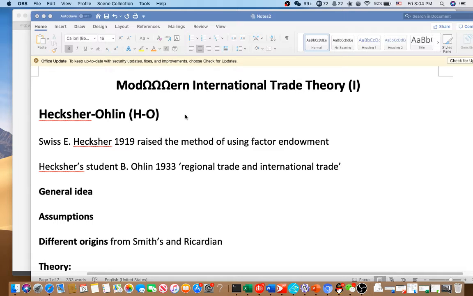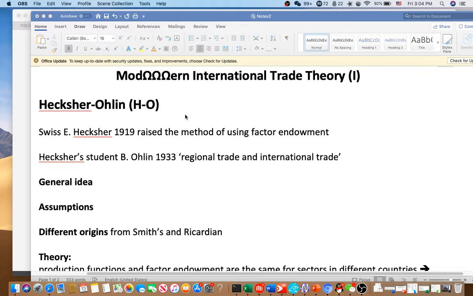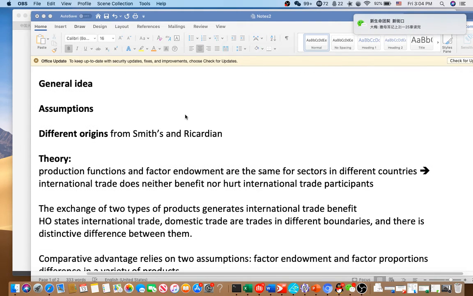Heckscher-Ohlin's theory states that if the production functions and factor endowments are the same for sectors in different countries, and there is no transportation and security cost in the trade process, international trade neither benefits nor hurts the participants. The exchange of two types of products generates international trade benefits.